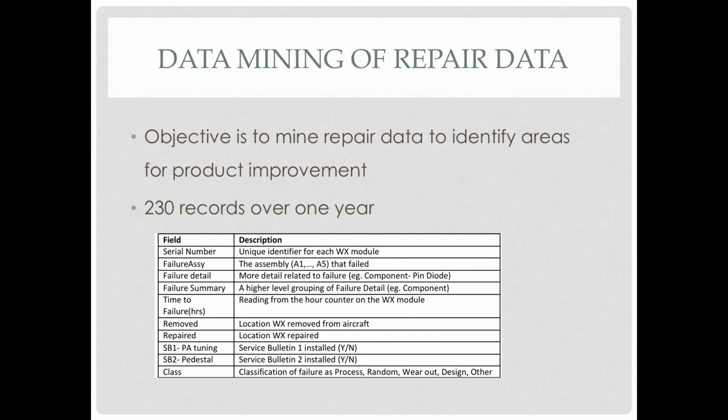We are going to mine repair data to identify areas for product improvement. We have 230 records from 1 year of removals, and this is what a repair record looks like in terms of the attributes. We are going to focus on the class attribute, which classifies failures according to a root cause, either process, random, wear out, design, or other.